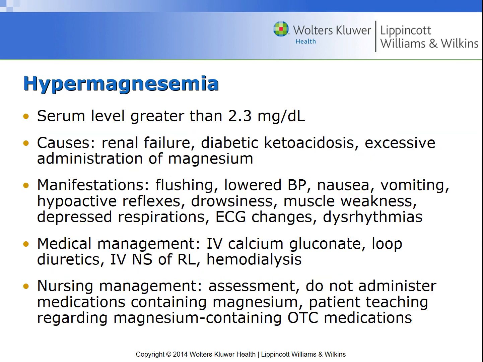So having too much magnesium, which is 2.3 or higher, you're looking for flushing, lower blood pressure, nausea, vomiting, hypoactive reflexes, drowsiness, muscle weakness, depressed respirations, EKG changes, and dysrhythmias. So this actually sounds very similar to potassium. Medical management is IV calcium gluconate, loop diuretics, IV normal saline or lactated Ringer's, and hemodialysis.